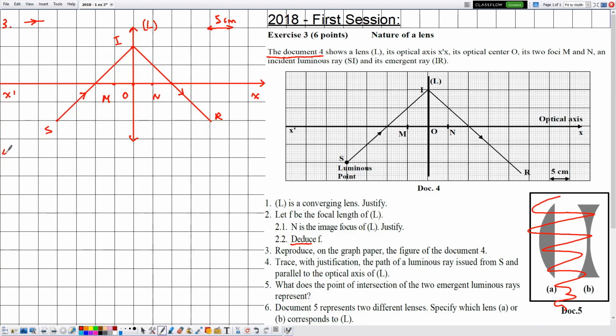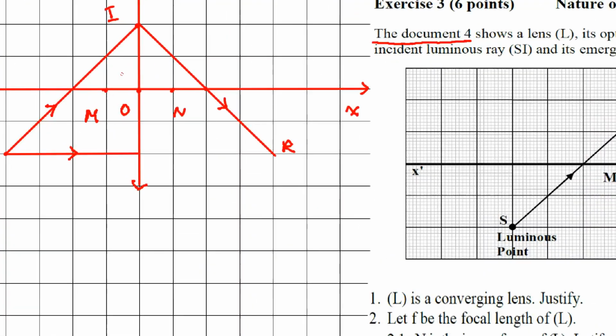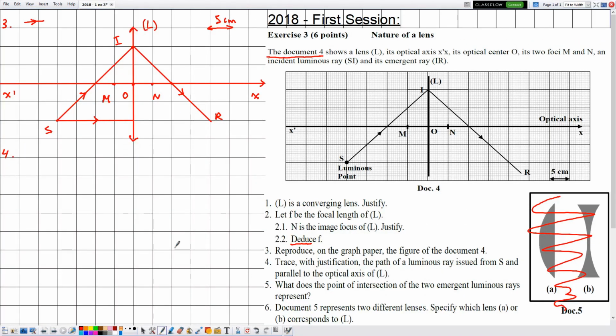Now in part 4, they are telling me to trace with the justification the path of a luminous ray issued from S and parallel to the optical axis of L. So we need to trace and justify an incident ray issued from S and parallel to the optical axis. This is a ray issued from S and parallel to the optical axis. We know that an incident parallel ray is related to the image focus. Here in this case, the image focus is the point N. Therefore, this ray will emerge passing through the image focus. This is the tracing of the ray.